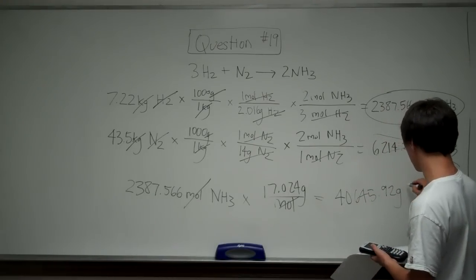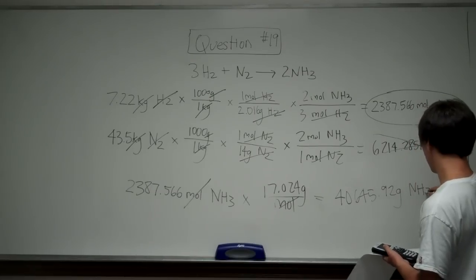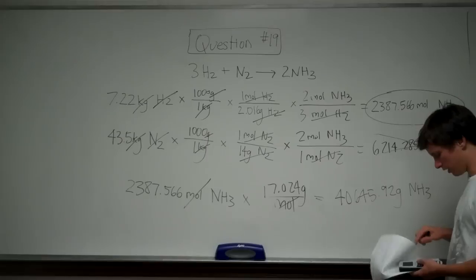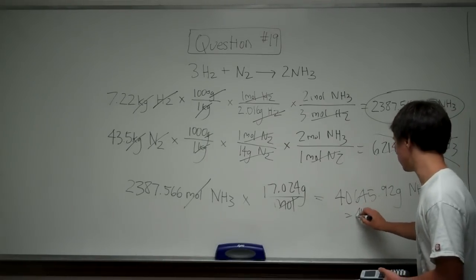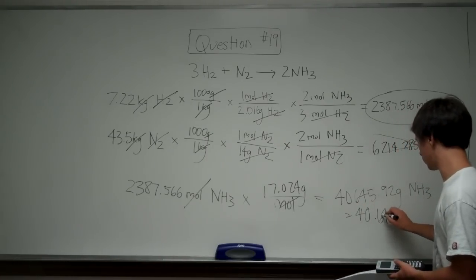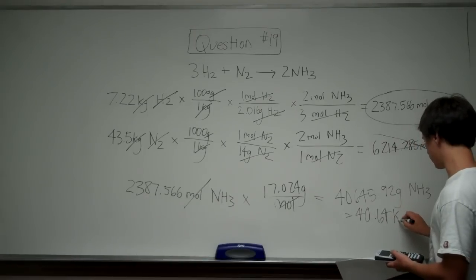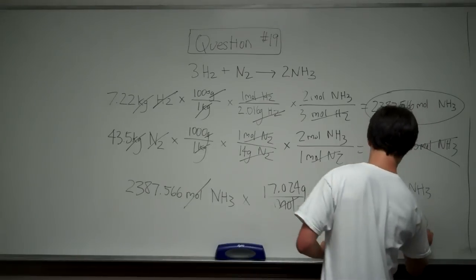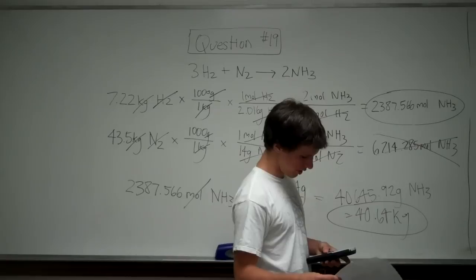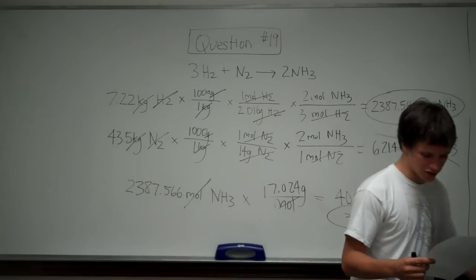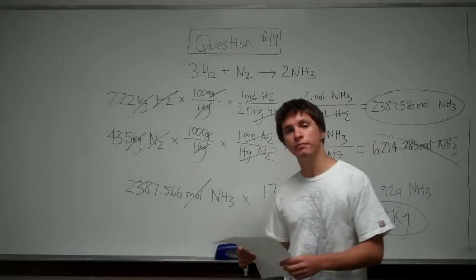4645.92 grams of ammonia. Your answers on your test are all in kilograms, so if you divide that by 1,000, it's 40.64 kilograms. Okay? And that's closest to answer 2 on your test. It says 40.67 kilograms.